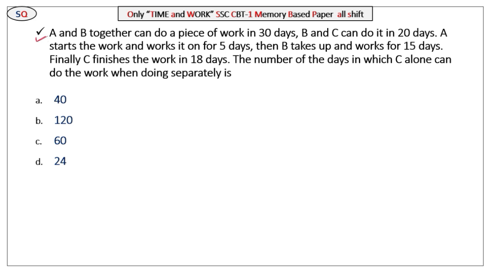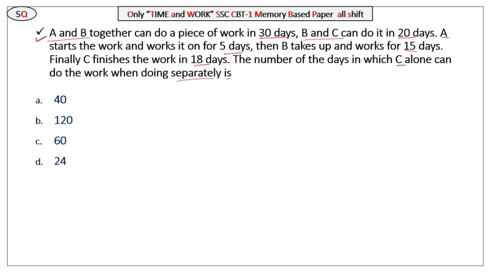A and B together can do a piece of work in 30 days. B and C can do it in 20 days. A starts to work for 5 days. Then B takes up and works for 15 days. Finally, C finishes the work in 18 days. The number of days in which C can do the work separately is.